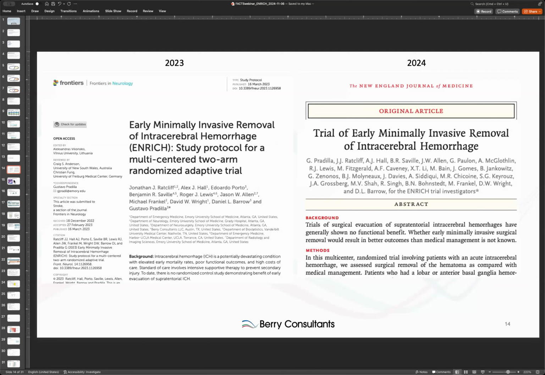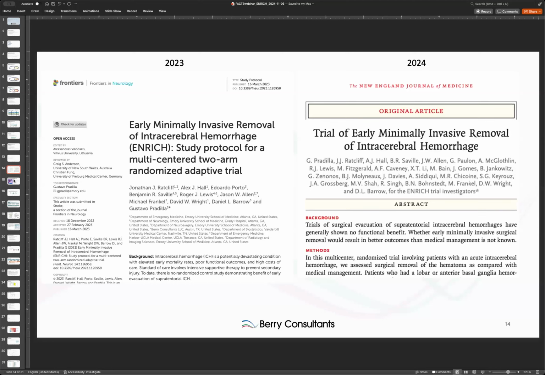This publication on the right came out in 2024. This is the results publication in the New England Journal of Medicine. So you can look through those if you'd like more information. But I'm going to walk you through the design here, and then we'll put it into facts.